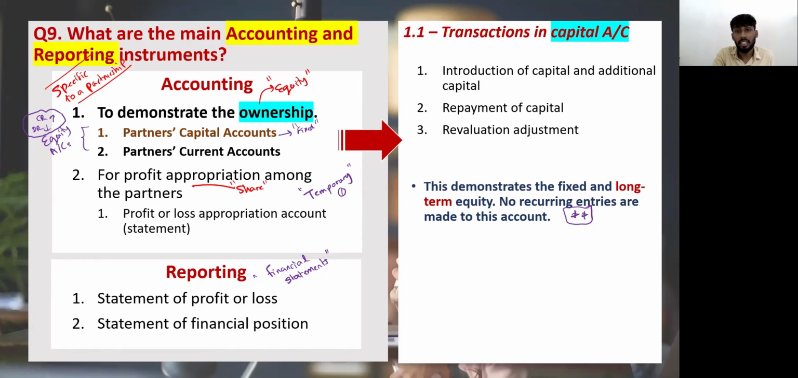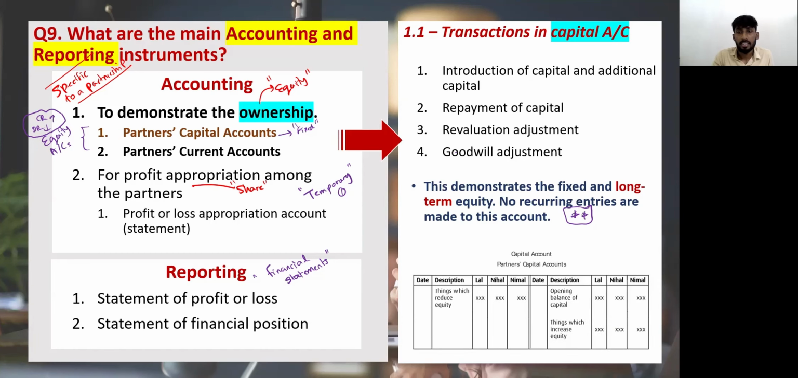Then the revaluation adjustment and the goodwill adjustment. You will learn these two also. So the main four things at your level: introduction of capital, repayment of capital, revaluation and goodwill. Keep those four also in your mind. So this is how we prepare a capital account.